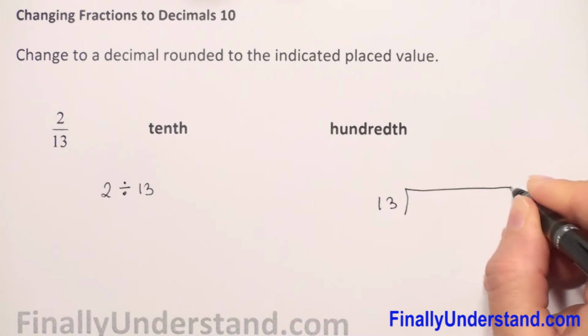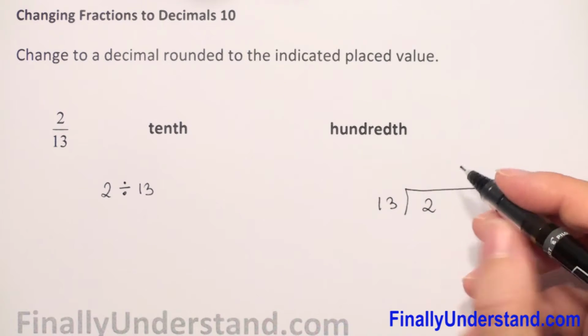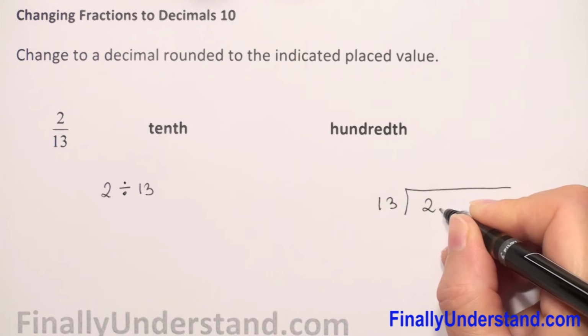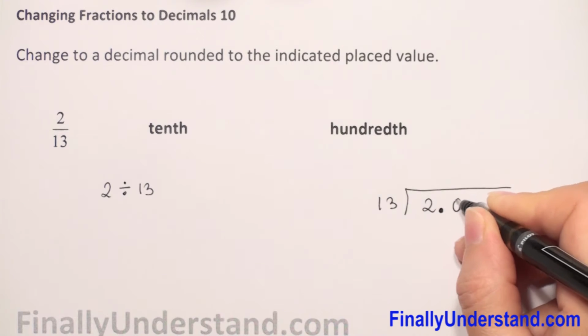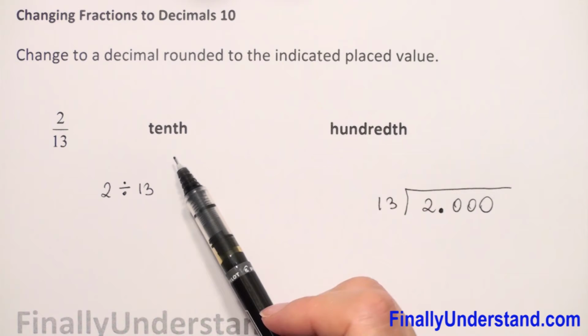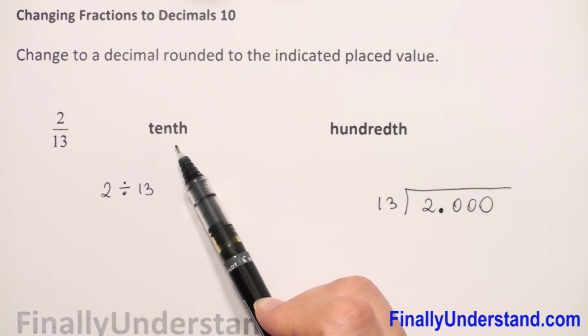We set long division, and because we cannot put 13 to 2, so we have to add zeros. After 2, this is whole number, so we can write decimal point, and we add extra zeros. How many zeros? We have to just check to which place we have to round. Tenth. When we round to tenth, we need only 2 digits after decimal point.